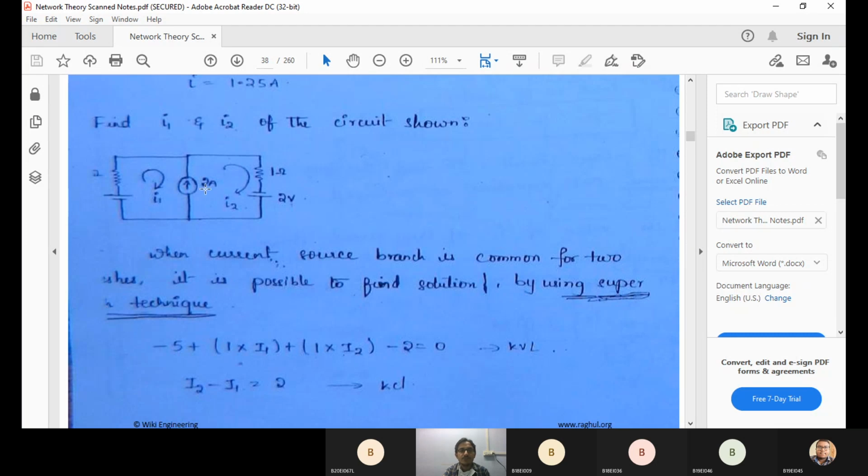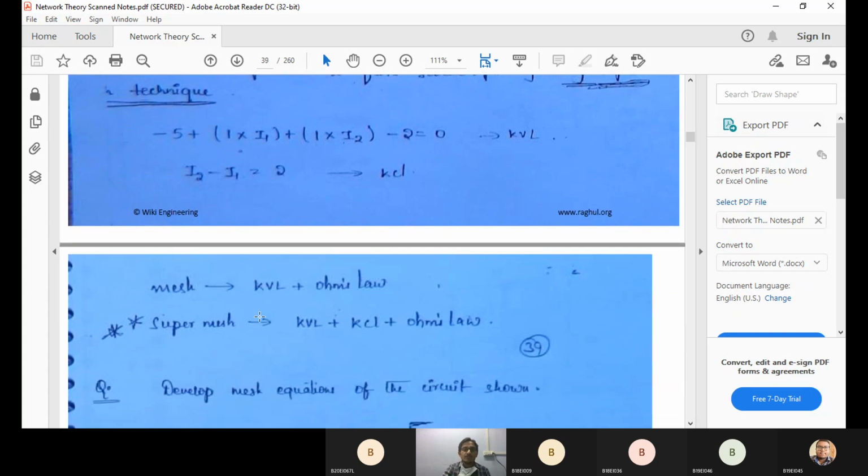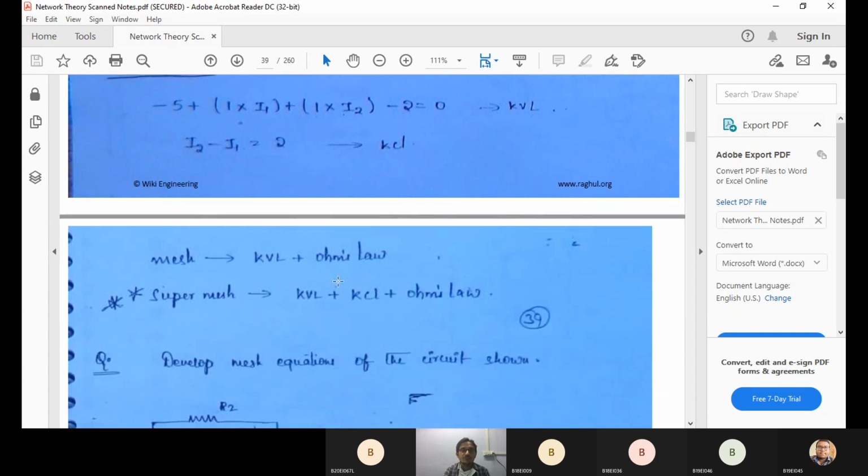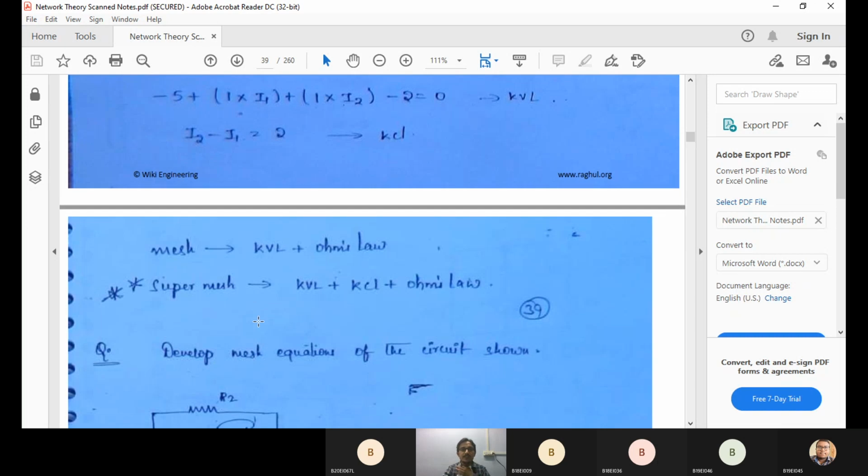This is the current difference of 2 amperes mentioned. So we are having two equations and two variables, I1 and I2. We can solve two variables and two equations easily. So finally, with these two equations, we can obtain the values of I1 and I2. You need to practice. This is a super mesh. The mesh means KVL plus Ohm's law. In the super mesh, KVL, KCL and Ohm's law. Another KCL we are applying, right? Your I2 minus I1 is equal to 2. The difference of currents is equal to 2 amperes. That is the difference that we are having.